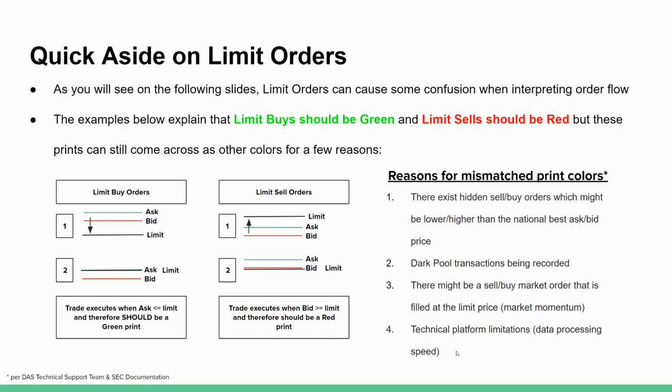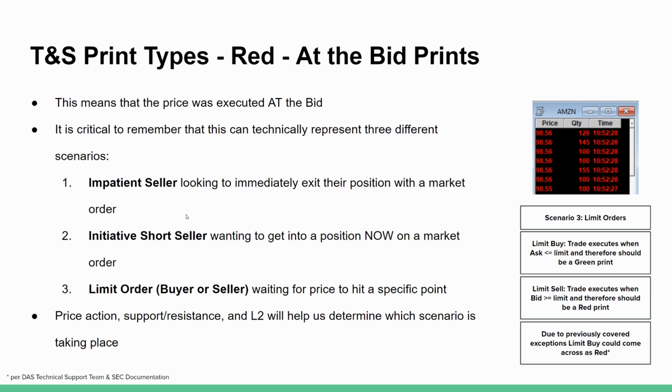And then fourth, just technical limitations of your platform, right? Your platform is getting the price of execution and comparing it to what the bid ask is. And so if there's any type of lag or delay in that, it could, again, technically be printed the wrong color. This is something, again, if you're a little bit confused by it, it's okay, but no one out there explains this, and it took me hours of digging around to find what I believe is kind of the definitive answer on limit orders. All right, so with that explanation out of the way, let's talk about red prints.